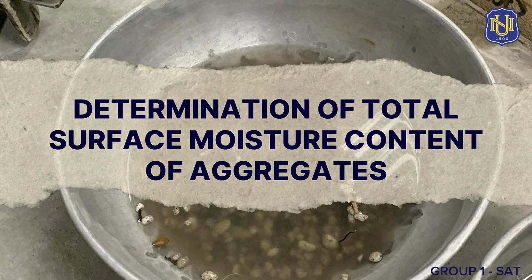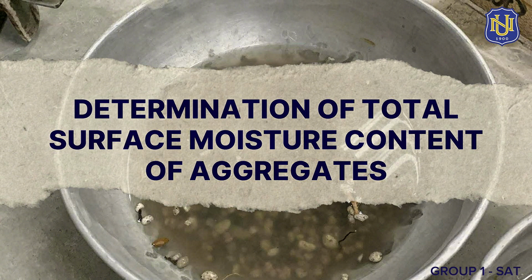In this experiment, we will discuss the determination of total surface moisture content of aggregates. This laboratory activity is important in construction materials testing because moisture greatly affects the quality and performance of concrete mixtures. Aggregates such as sand and gravel naturally contain water. Some of this water is absorbed inside the particles, while some remain on the surface.